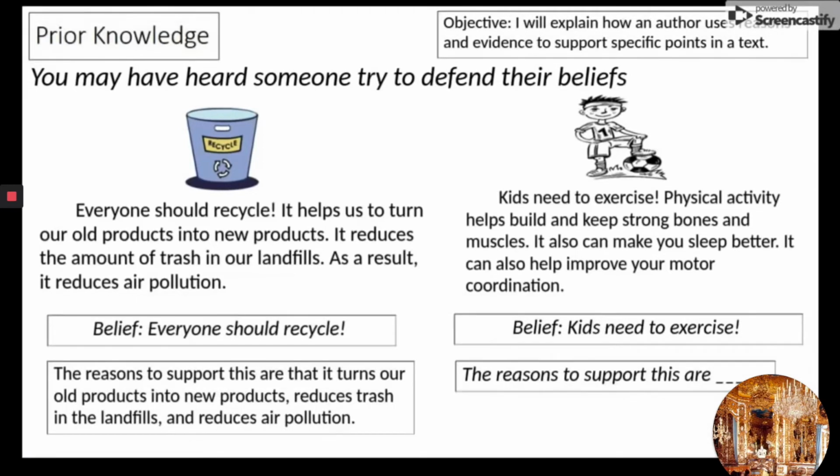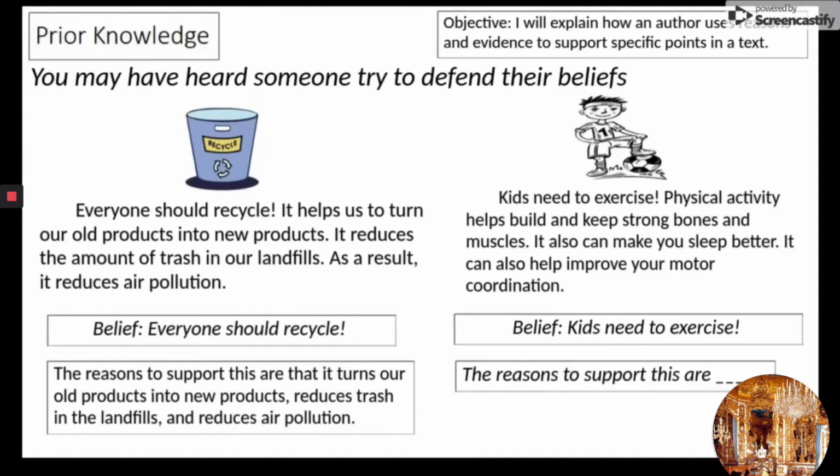It says everyone should recycle. It helps us to turn our old products into new products. It reduces the amount of trash in our landfills. As a result, it reduces air pollution. Okay, in that paragraph, this person believes that everyone should recycle, and they feel very strongly about it. The reasons to support this are that it turns our old products into new products, reduces trash in the landfills, and reduces air pollution.